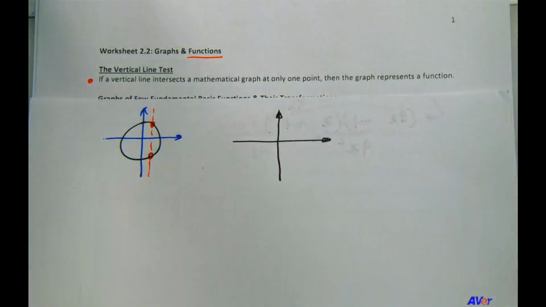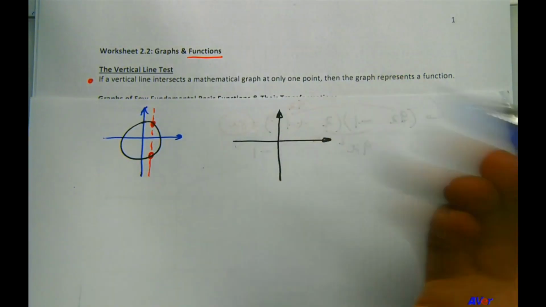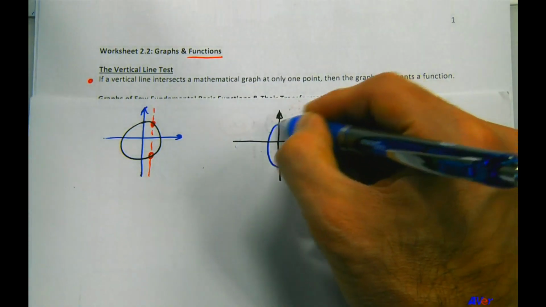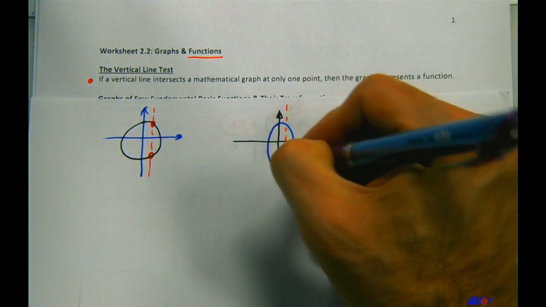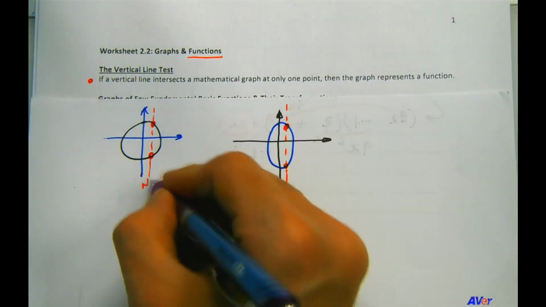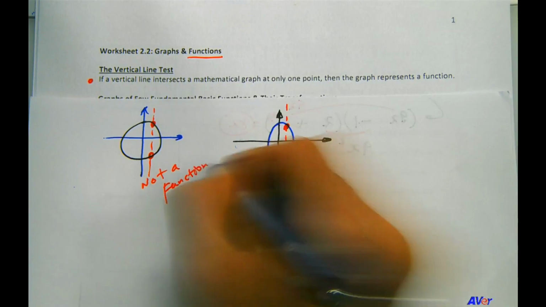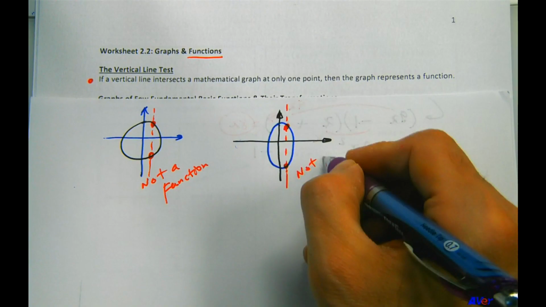So if we draw an ellipse, whether it's a vertical one or a horizontal one, it makes no difference. Let's draw a vertical one. Here's a vertical ellipse. Then a vertical line intersects it at more than 1 point, at 2 points. So a circle is not a function, and an ellipse is not a function either.